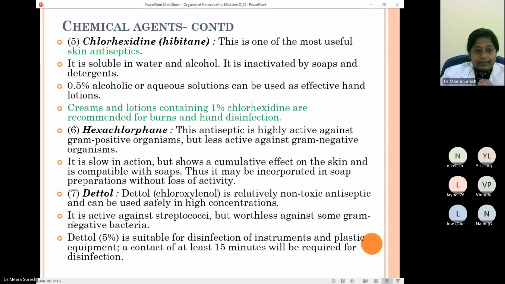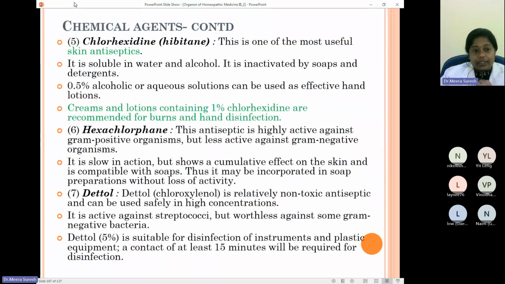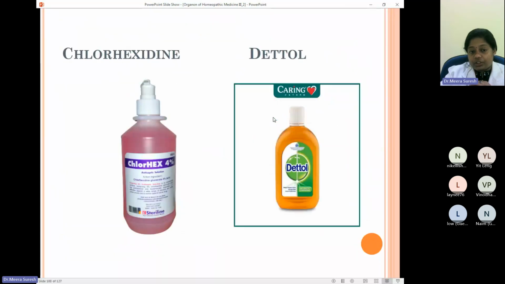And then underneath that one, so the cresol, and underneath the phenol itself, we have the fifth one, the chlorhexidine or Hibitane. This is one of the most useful skin antiseptics, soluble in water and alcohol, but it is inactivated by soap and detergents. So a 0.5% solution, whether alcohol or aqueous, we can use as effective hand lotions. Creams and lotions containing 1% chlorhexidine are recommended for burns and hand disinfection.